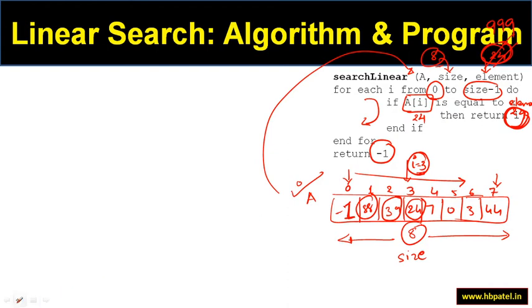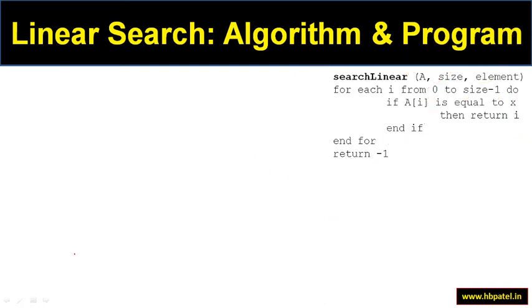So this function returns either the specific element location, or it will return -1. If it finds something, then it will return the location number, and if it does not find that particular element, it will return -1. -1 means not found, and otherwise I means we found this element at location I. So this is the algorithm.